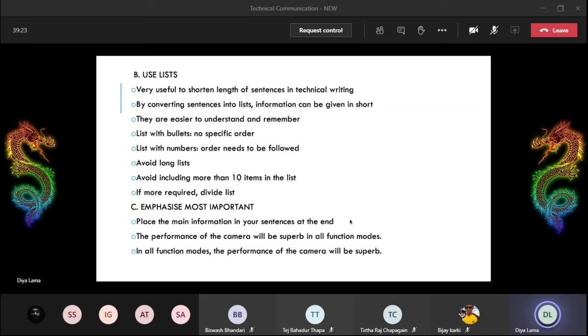But the next sentence: in all function modes, the performance of the camera will be superb. So if the main important thing you are trying to tell your readers is about the camera, the performance of the camera, then you can write it this way: in all function modes, the performance of the camera will be superb. So write it this way. Anyway, whatever is the most important thing you want to tell your readers, your audience, it has to be at the end.